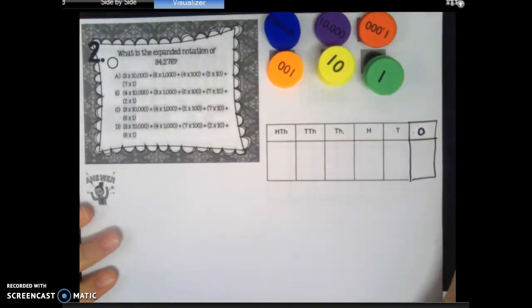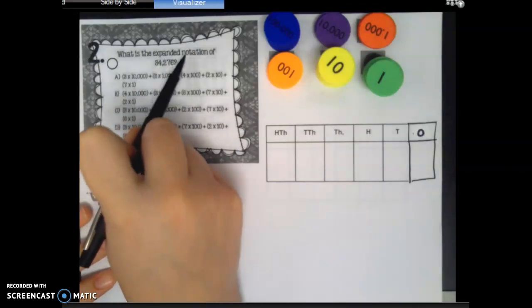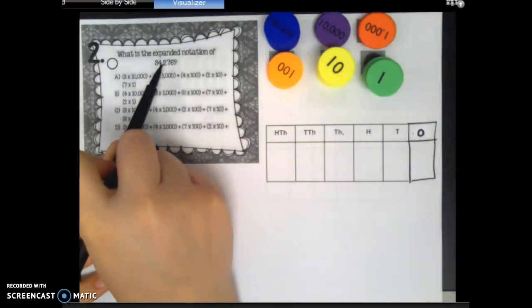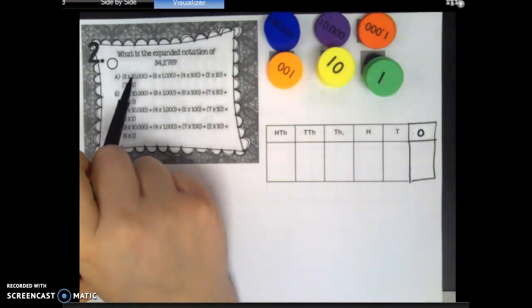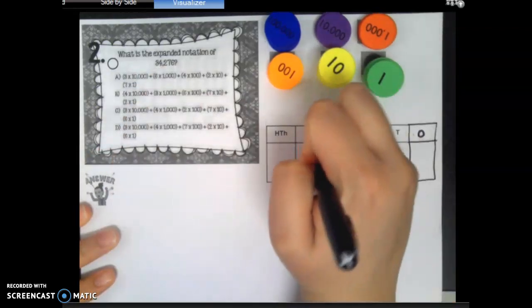Okay, here is your next question. Let's see if you got this one correct. What is the expanded notation of 34,276? So the first step would be, let's plug this into our place value chart.